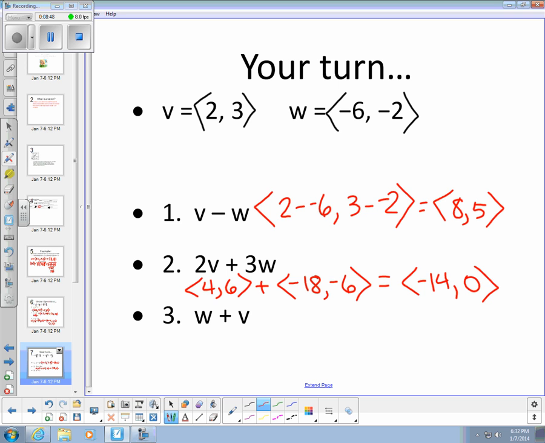Okay, and then for w plus v, -6 plus 2 and -2 plus 3 for your components. So we would end up with an answer of -4 and 1. Be sure that you've corrected what you did not get right when you tried it on your own. Put a question mark beside it if there's anything you still do not understand.